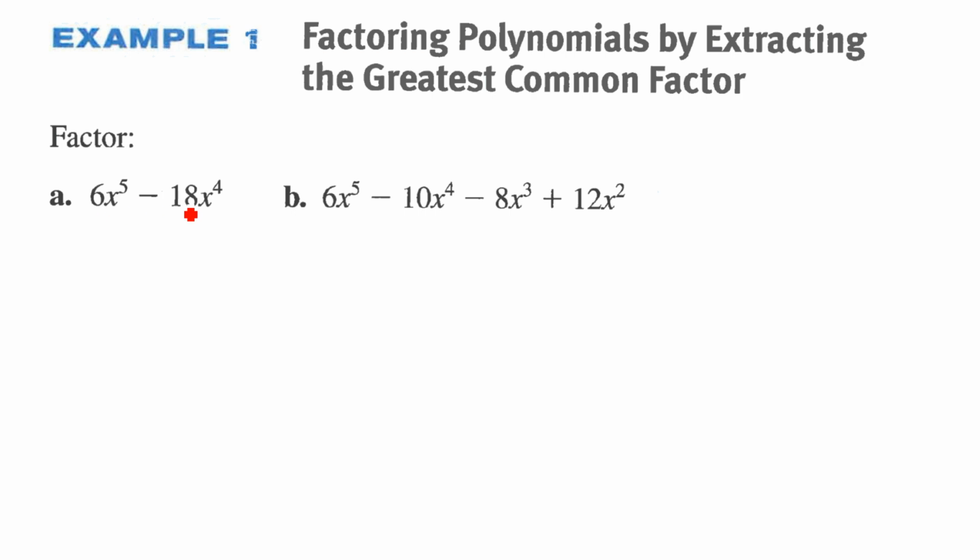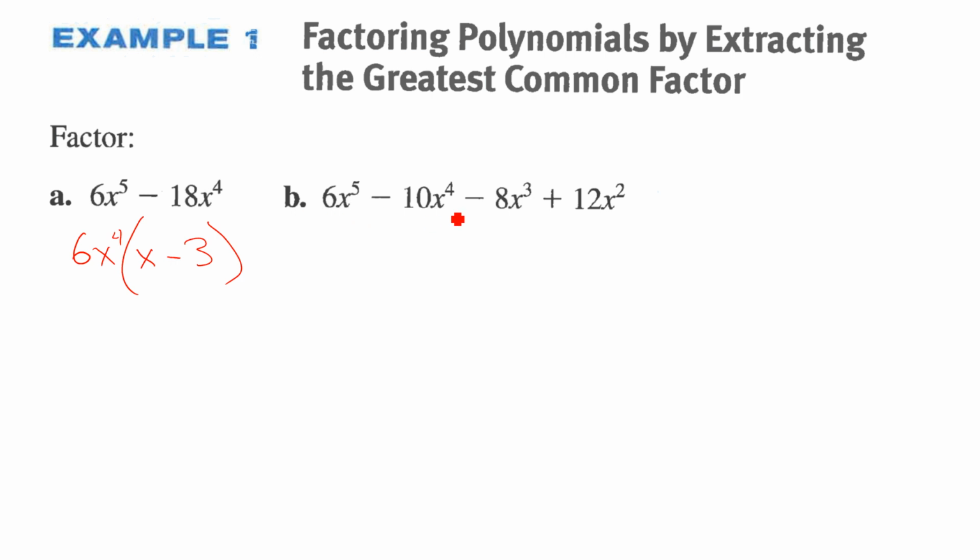So 6 and 18, you can divide both of those by 6. X to the 5th, x to the 4th. X to the 4th is the smaller. So 6x to the 4th factors out. That's the greatest common factor. We're left over with x to the 1st minus x to the 4th divided by x to the 4th cancels out completely. 18 divided by 6 is 3. All right, what about this one?